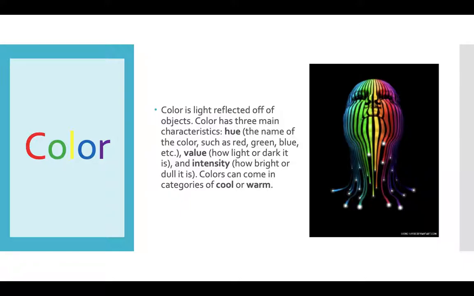So hue is what we call the main name of the color. So that's when you have your red, green, blue, purple, gold, silver, black, white. That's known as the hue. Then how light or dark that color is known as the value. And then intensity is how bright or dull those colors are.